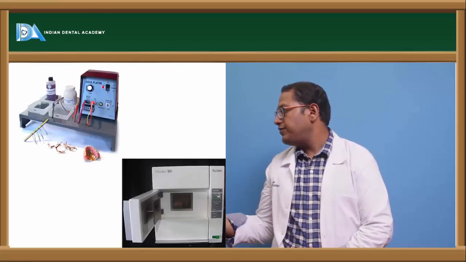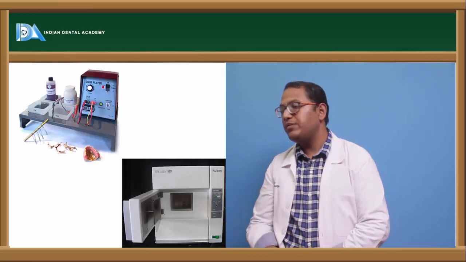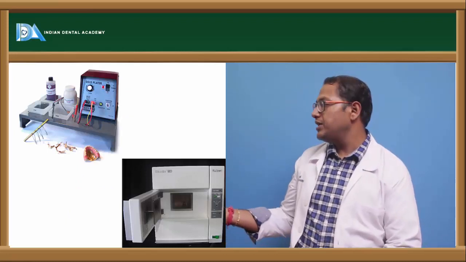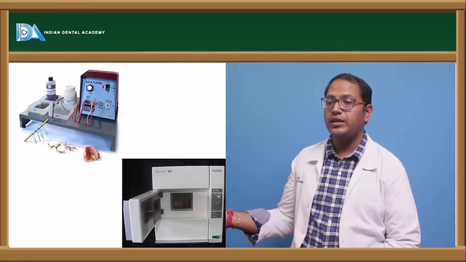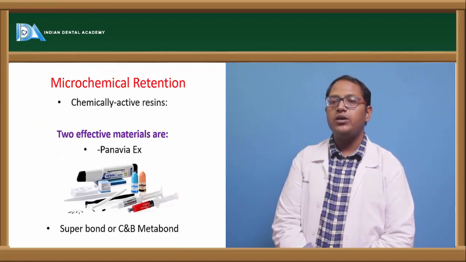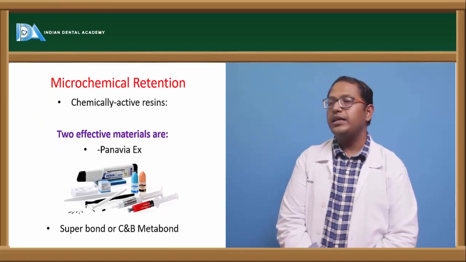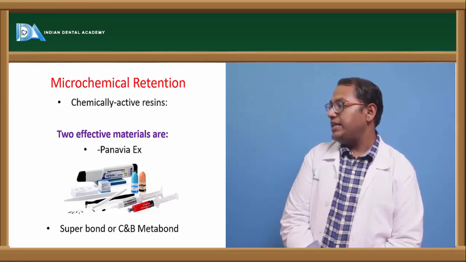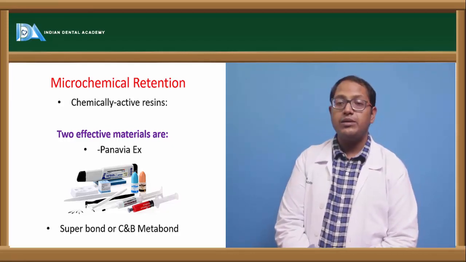They have different oxidizing pens available. We have the tin plating system. We have the Silicoater unit dispenser. This is called the Silicoater unit dispenser. Propane gas it liberates. Coming to microchemical retention, that is chemically active resins. Two effective materials are Panavia EX, Superbond or CNB Metabond.